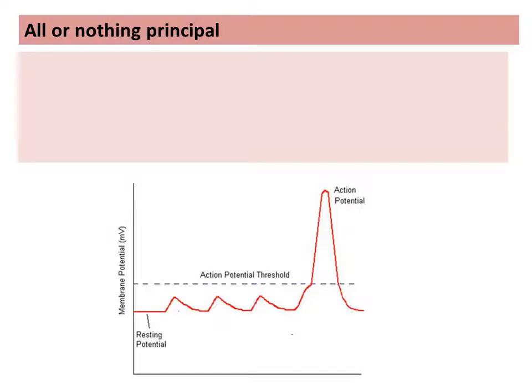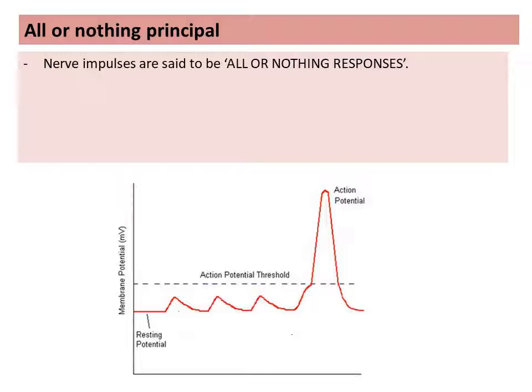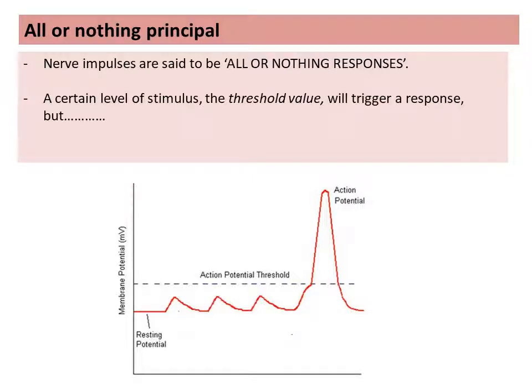This brings us on to the all or nothing principle. Nerve impulses are said to be all or nothing responses. What this means is that every action potential that travels along a neuron has the same size, and as long as it achieves the threshold value, you will get an action potential. And if you haven't achieved that threshold value, then there isn't going to be an action potential and you will have no response at all.